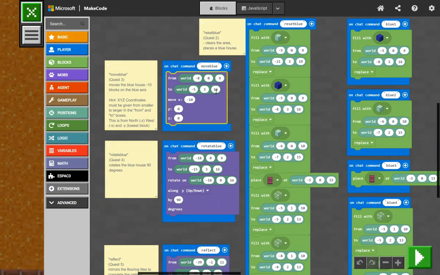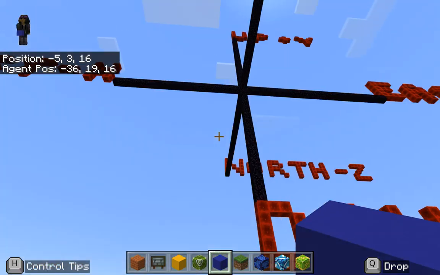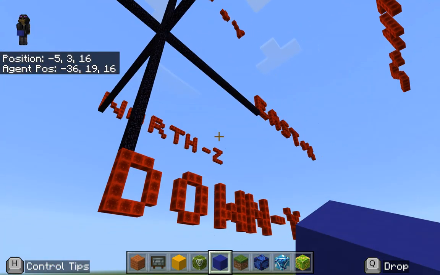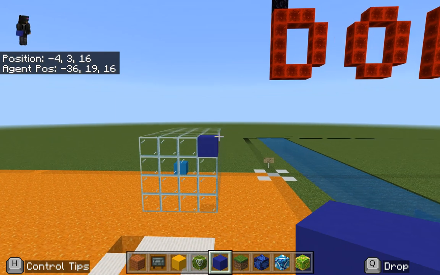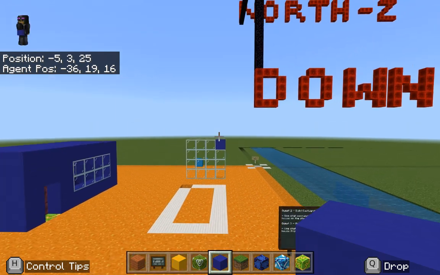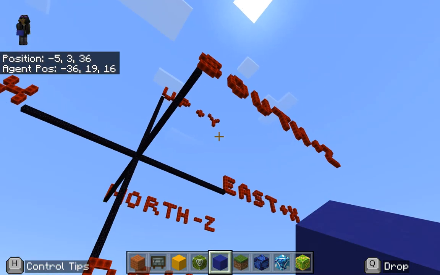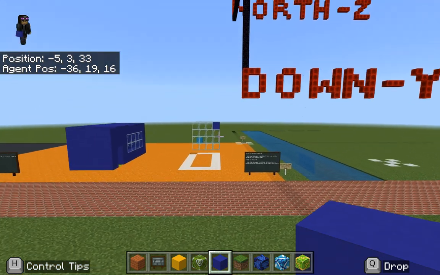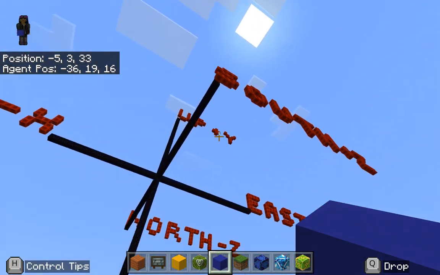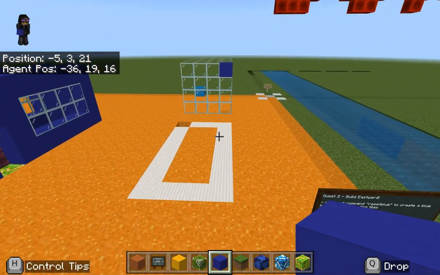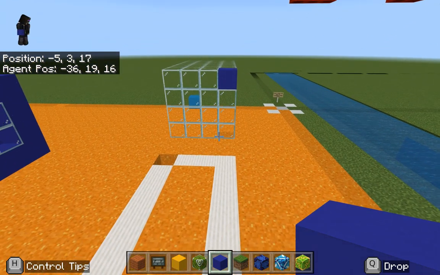-5, 3, 16. Because we're giving it the highest on the X, which is the rightmost if I'm looking this way. The furthest this direction, which would be south, most +Z, and the highest up +Y, which is why we gave it those sets of numbers.